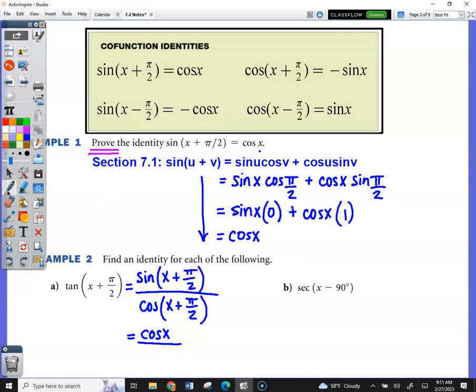Alright. Find cosine of an angle plus pi over 2. That would be right here. What can I replace it with? Negative sine x. Can I clean that up? The answer is yes.